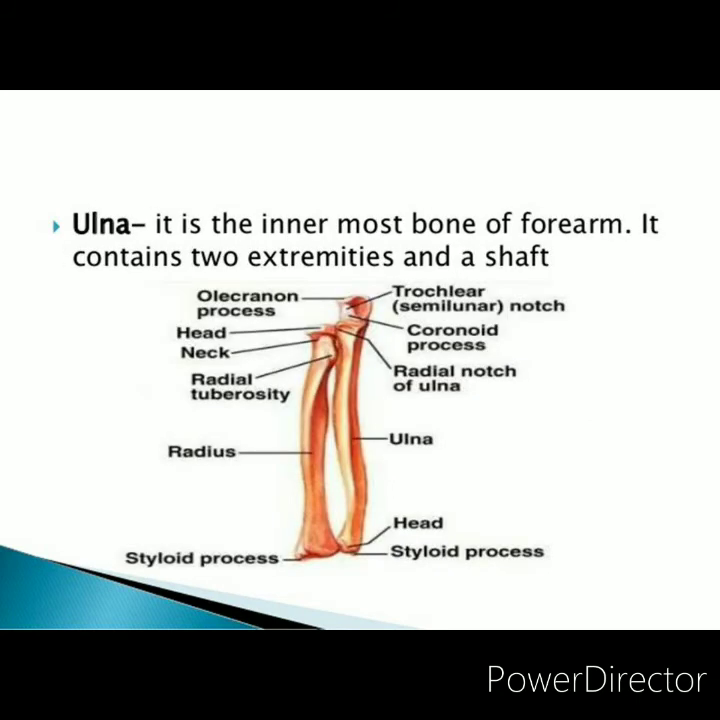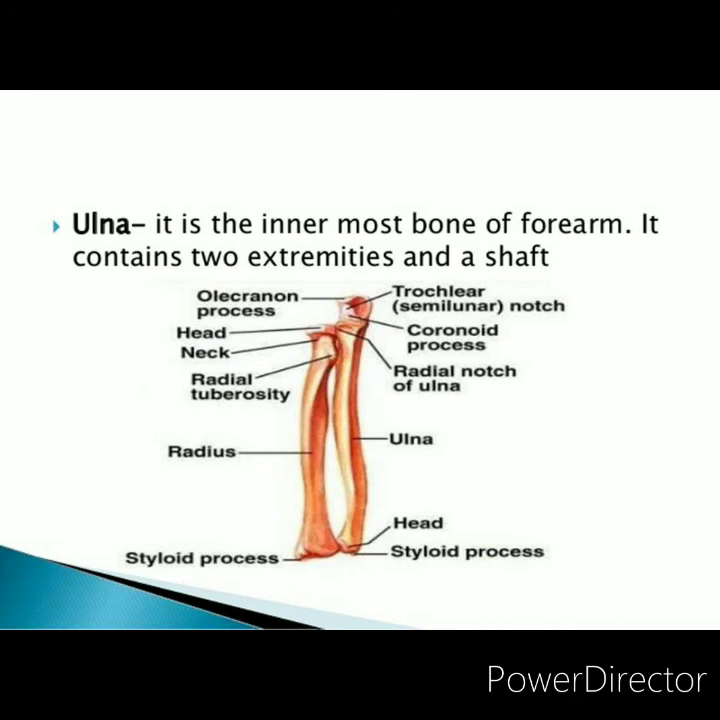These are the ulna, as I have told you in the beginning. Radius and ulna you can find below the elbow joint and above the wrist joint. It is the innermost bone of the forearm. It contains two extremities and the shaft. Radius and ulna you can see in the picture.